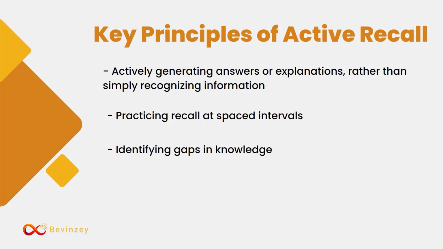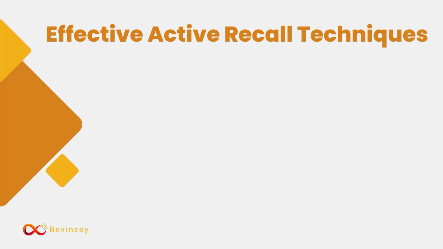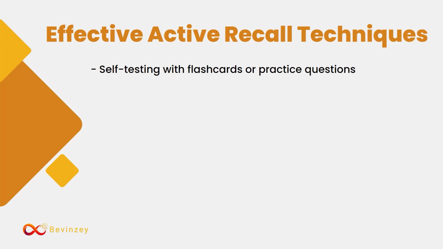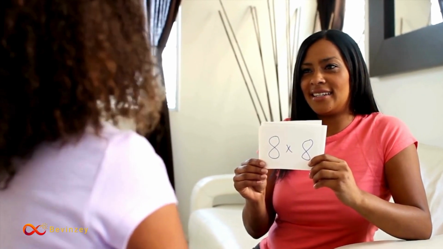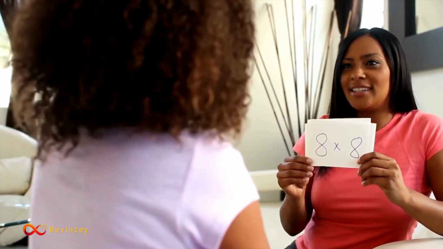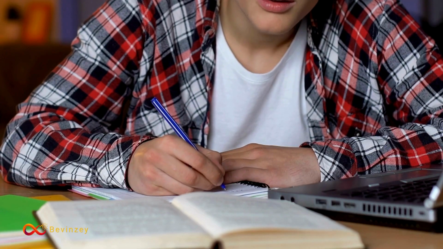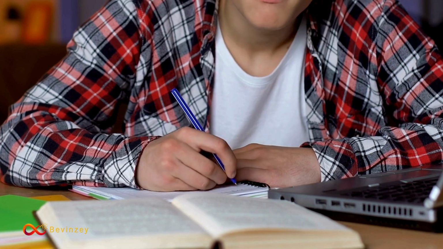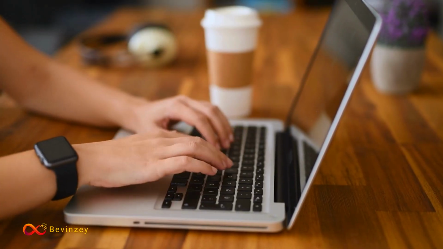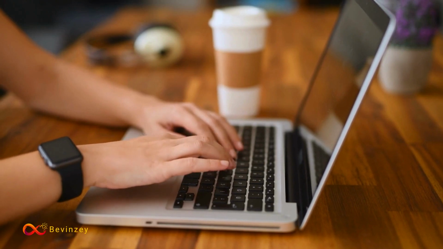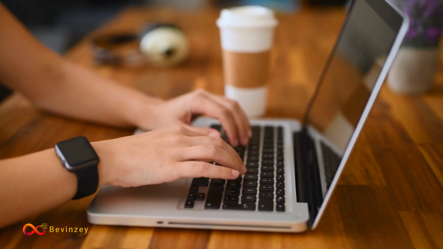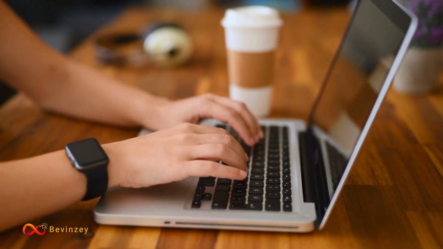Now, the next thing we want to look at is some of the effective active recall techniques that you can use. The first one is using flashcards or practice questions. You can make your own flashcards physically. Just find a sheet of paper or a 3x5 card and put your questions on one side and the answers on the other side. Or you can use practice questions, which you can generate yourself, or better still, you can use technology. In a few minutes, I'm going to show you how you can quickly create these practice questions using Bevinzey, which is an AI-powered learning platform.